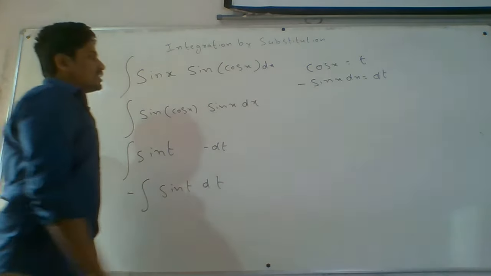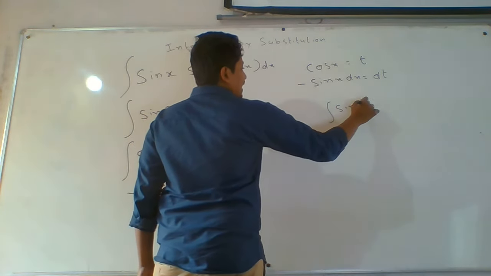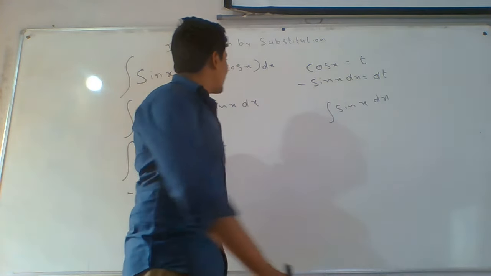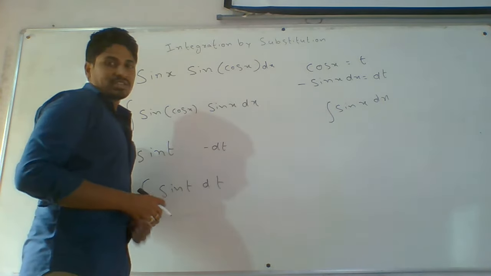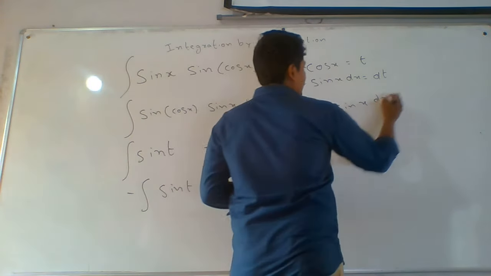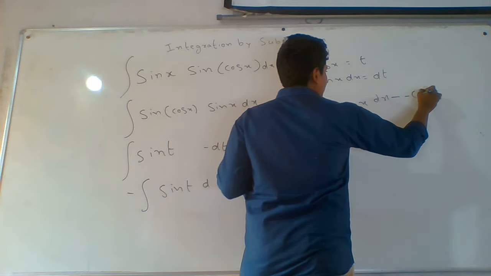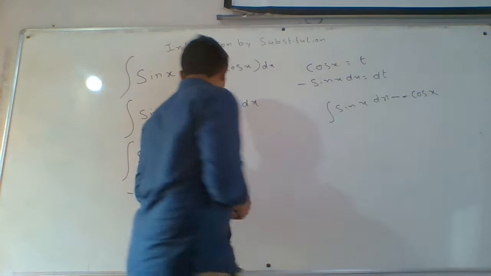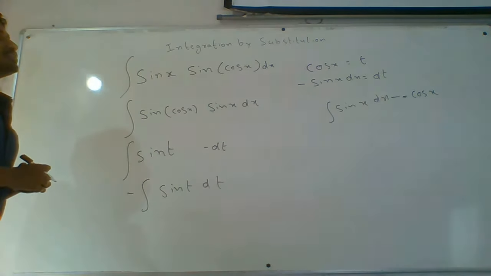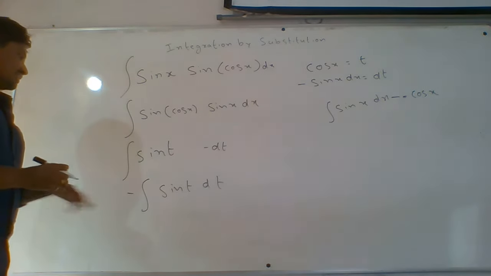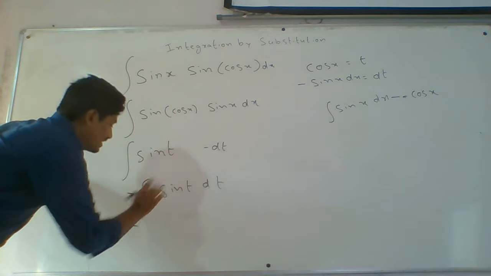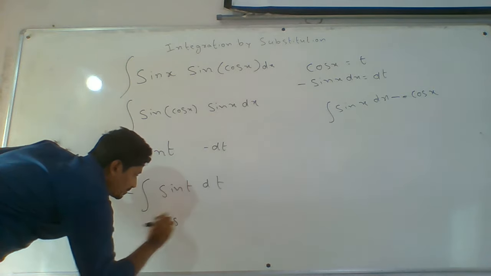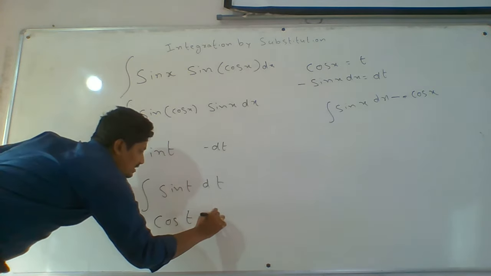Integral sin t dt. It is of the form integral sin x dx. What is the integration of sin x dx? It is minus cos x. Here also it is minus of minus. Minus and that minus will get cancelled. It will be cos t plus c.